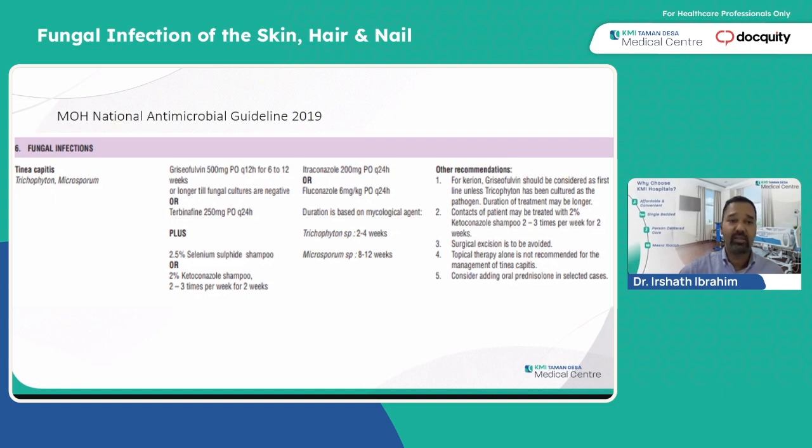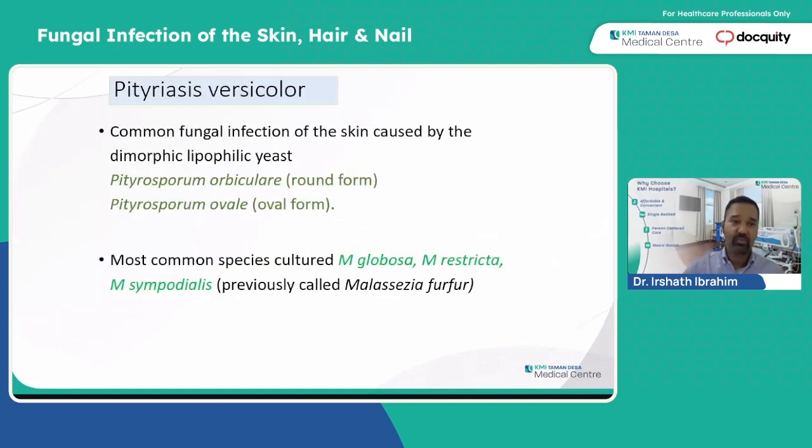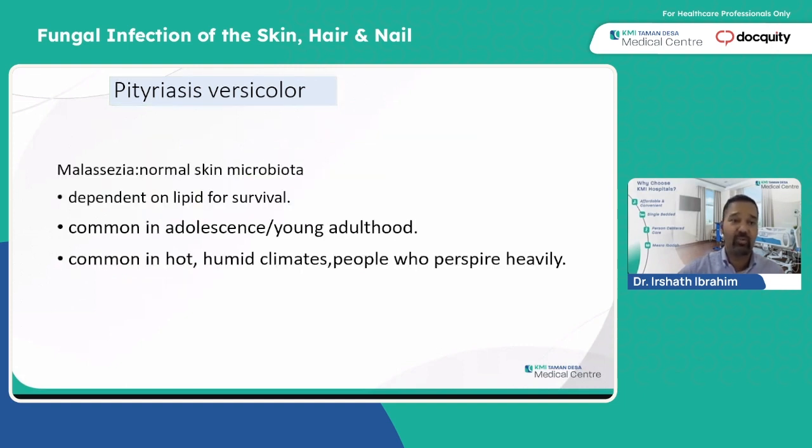Okay, next up is pityriasis versicolor. This is a common fungal infection of the skin caused by dimorphic lipophilic yeast. So these are the common organisms. Malassezia yeast is a normal skin microbiota and the infection is common in adolescents and young adults, and quite common in hot, humid climates. So these are the clinical features.